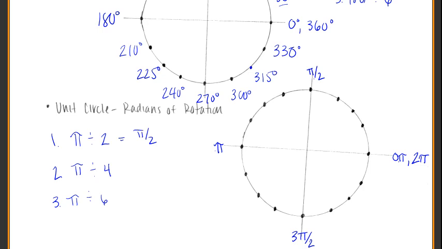Let's divide by 4s now. So this is 1 fourth. This is 2 fourths, which reduces to a half. This is 3 fourths. 4 fourths, which is 1. 5 fourths. 6 fourths, reduced. 7 fourths. And then 8 fourths, and you're right back around.